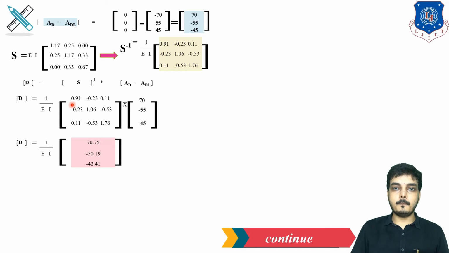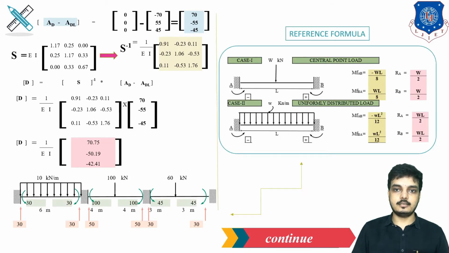So I will mark that. 0.91 multiplied by 70 plus minus 0.23 multiplied by minus 55 plus 0.11 multiplied by minus 45 will be giving my this 70.75. Similarly, this row multiplied by this column will be giving my next values. Next, we have to find AM and AR for the final shear force and bending moment diagram. So first of all, we have to find our external loading, reactions and moments.